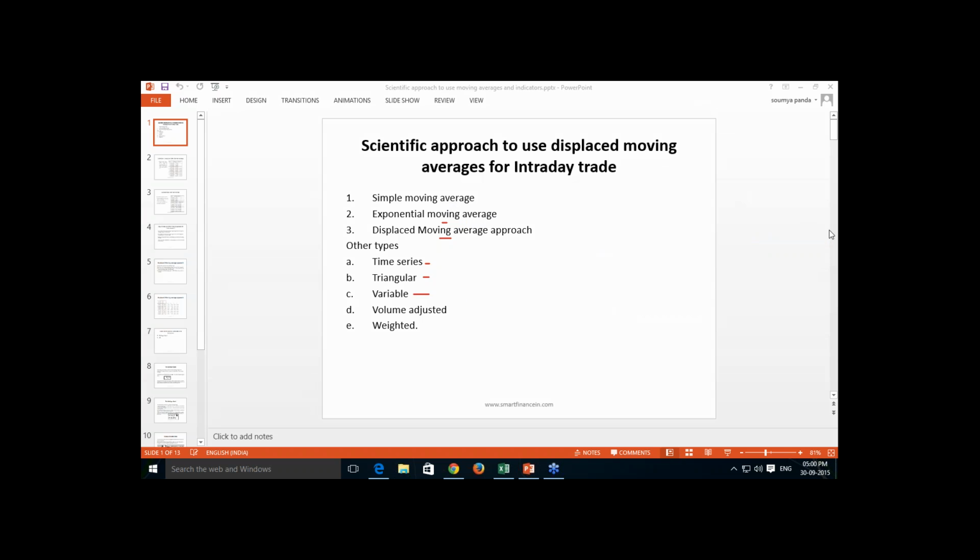So out of all these studies, I'll be giving you the displaced moving average, which is very accurate for intraday trade and maintains a great accuracy. It also gives a good view for the next day move, meaning the displaced moving average helps you identify the next day trend from today's closing price also.